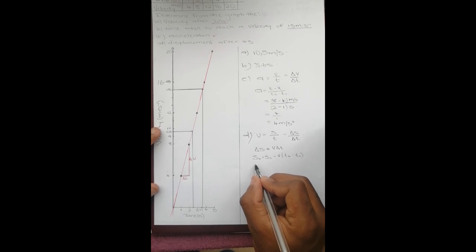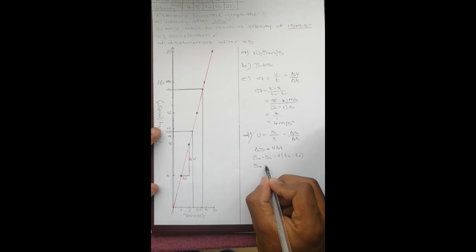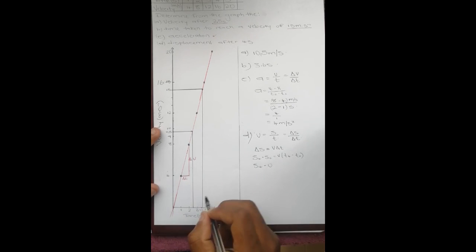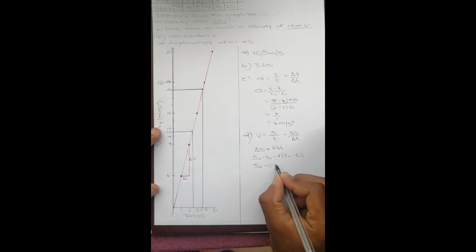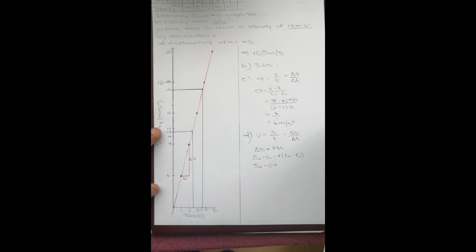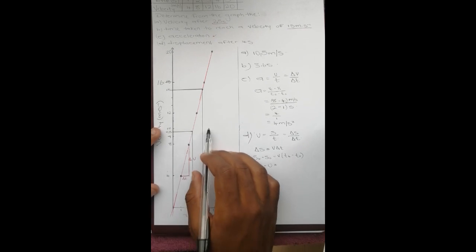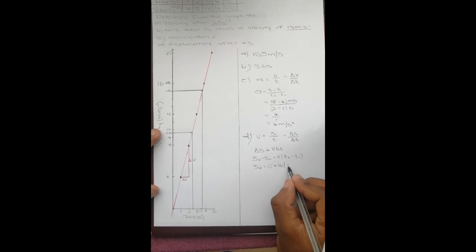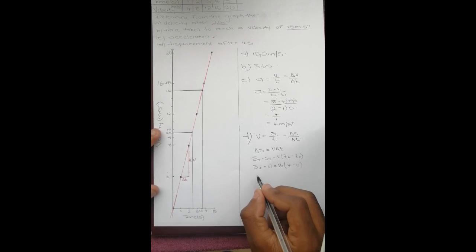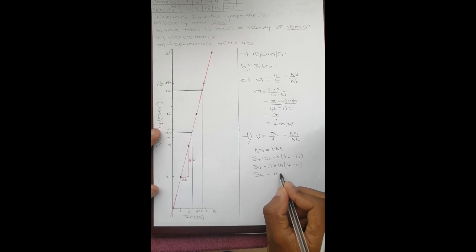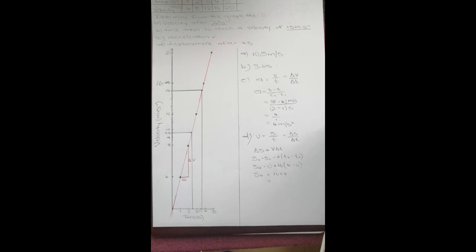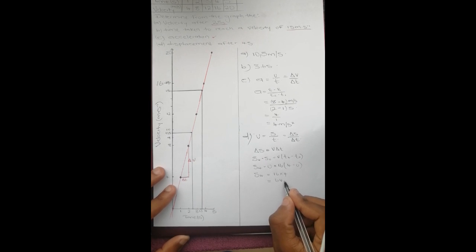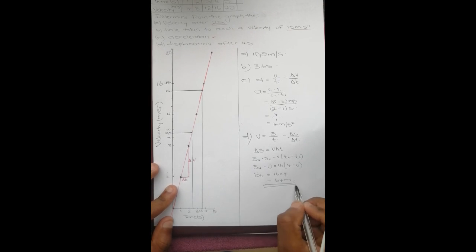Then displacement at 4 seconds, that's what we don't know, but displacement at 0 is 0. And then our velocity is the velocity at 4 seconds, which is 16. And time at 4 is 4 seconds, and time at 0 is 0. So our displacement is going to be 16 times 4, which is 64 meters. And that's it for this question.